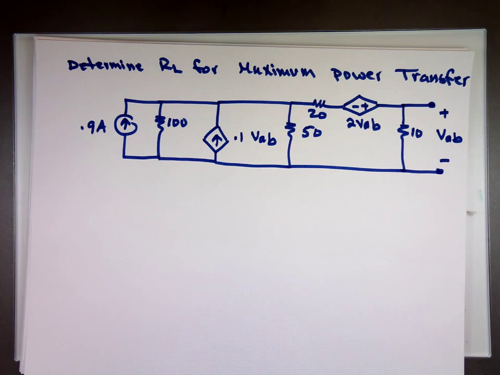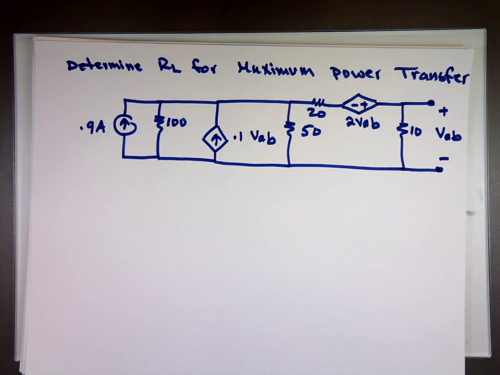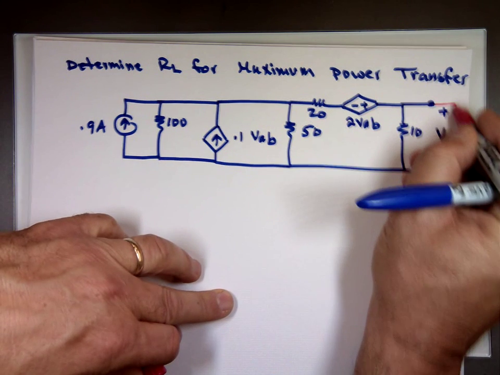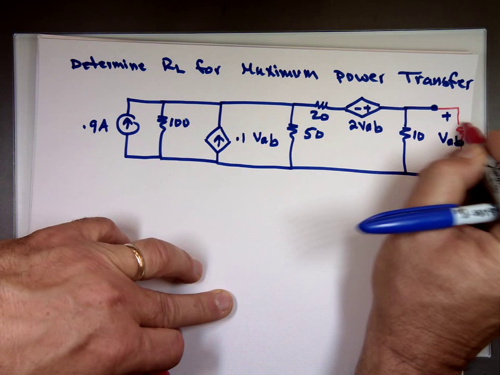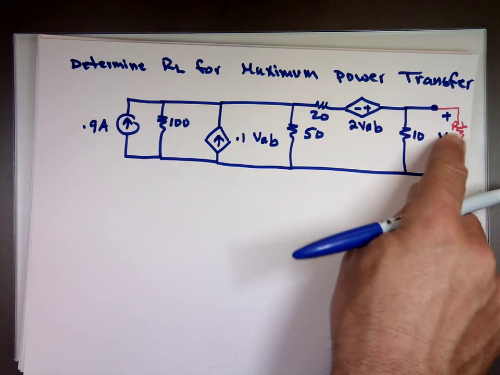I say, what value of R sub L can we attach here that'll give me a maximum power transfer? R sub L has to give maximum power transfer to the load. You need R sub L to equal R Thevenin. So you'll never be given R sub L. You've got to find it, which has to be R Thevenin.